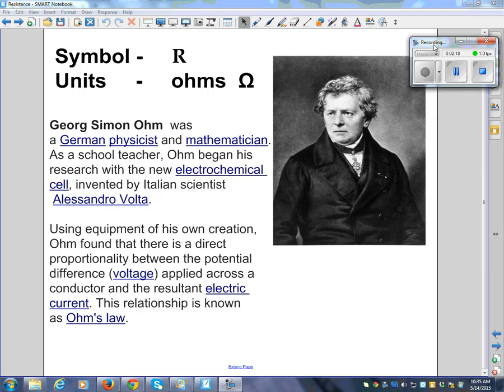Here's the guy you can thank for resistance. All right, thank you, George Simon Ohm. In fact, we thanked him so much, what did we do? We named the unit of resistance after him.